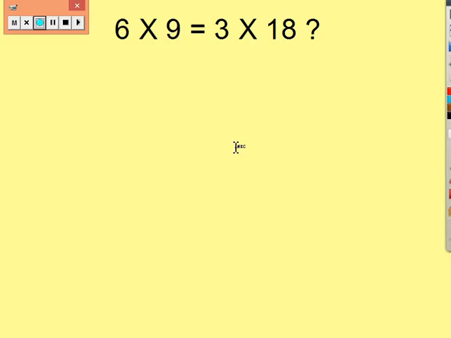Does 6 times 9 equal 3 times 18? Take a look at the equation and decide if this is true. What is the relationship between the two sides of this equation? There's a way you can tell without multiplying.